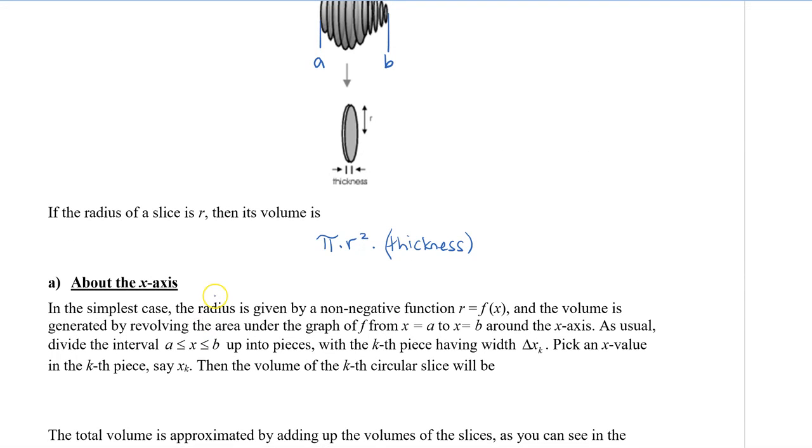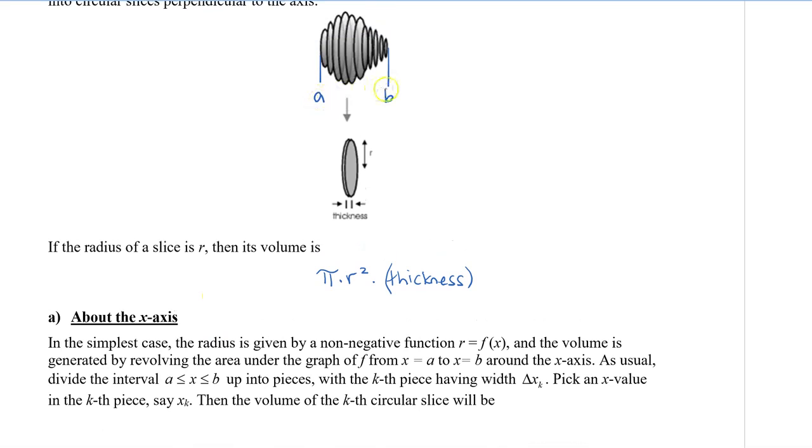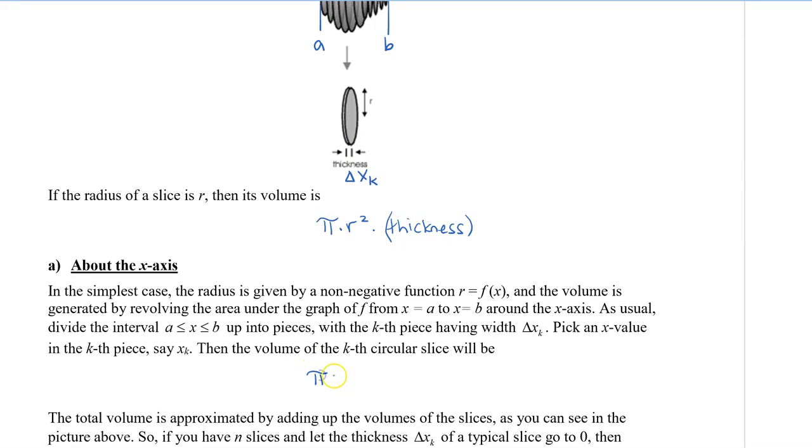As usual, we're going to divide this interval from a to b up into pieces. The kth piece, let's say we pull this one out, has a width of delta x sub k. And in this piece, we're going to pick an x value, let's say x sub k. Then the volume of this kth circular slice will be pi times f of x sub k. So we're going to take that function, plug it in as our r, square it, and then multiply this by the thickness, which will be delta x sub k.